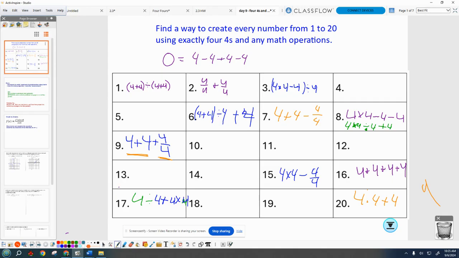Okay, so pretty good. There are ways to get all of them, and there are other weird math operations. What is that? Factorial. What does factorial mean? 4 times 3 times 2 times 1. But that's not 4 fours. No, it's not 4 fours. And that makes 24. 4 times 3 is 12, 12 times 2 is 24. Would you subtract 4 then?